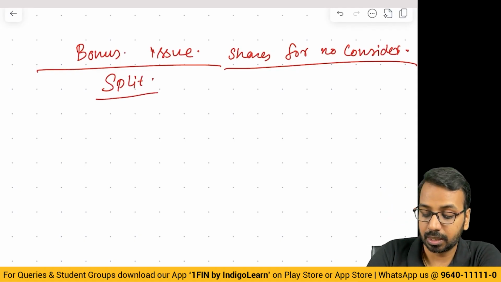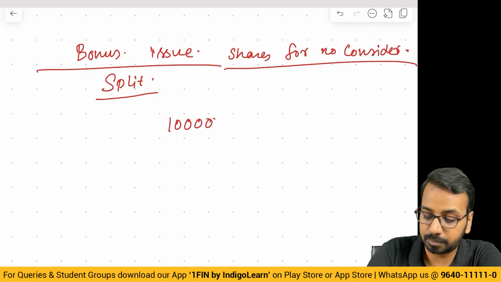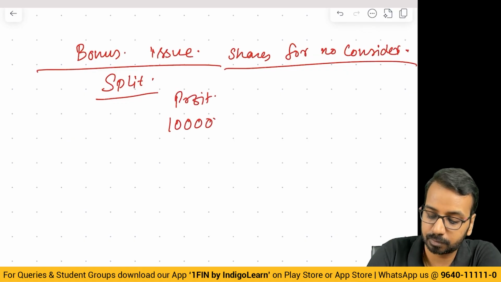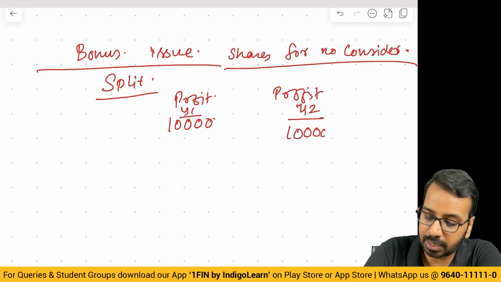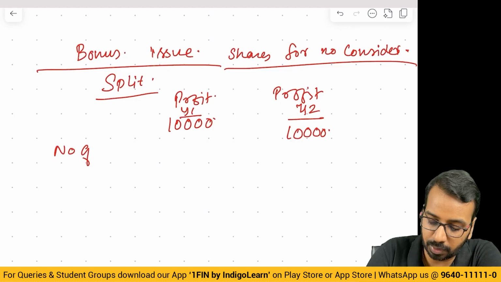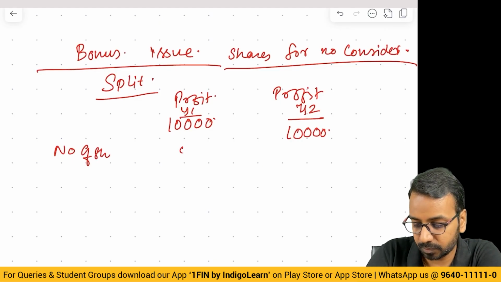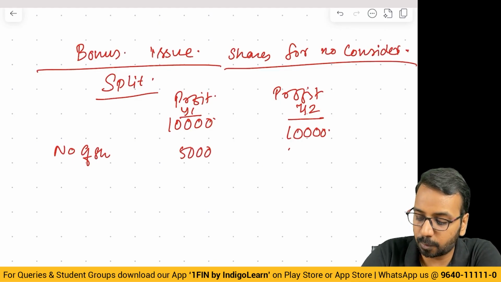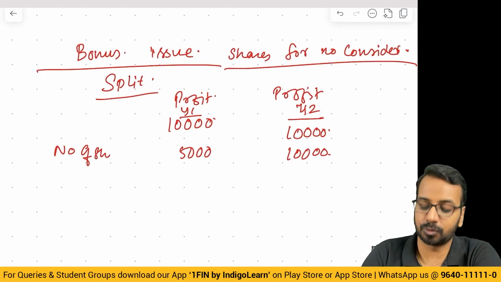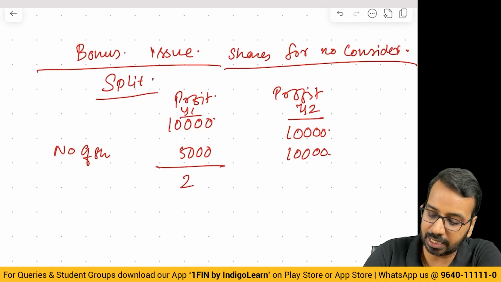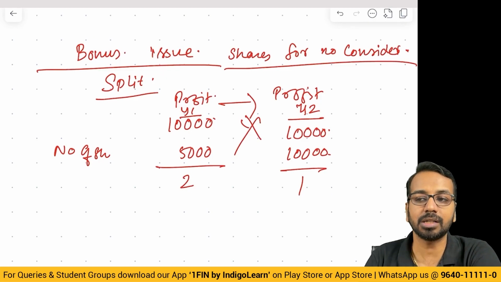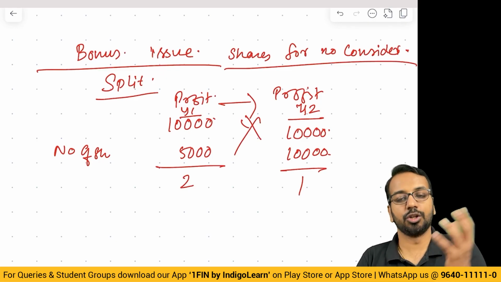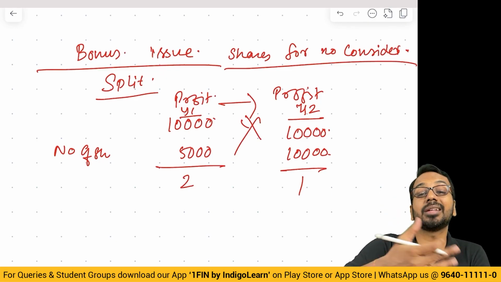So if my profit is 10,000 in year 1, profit in year 2 is also 10,000, number of shares 5,000, after bonus number of shares 10,000. If I calculate EPS, here I will get 2, here I will get 1. But this is not a right presentation because shareholders have not changed, new money has not been received, we have just increased the number of shares.